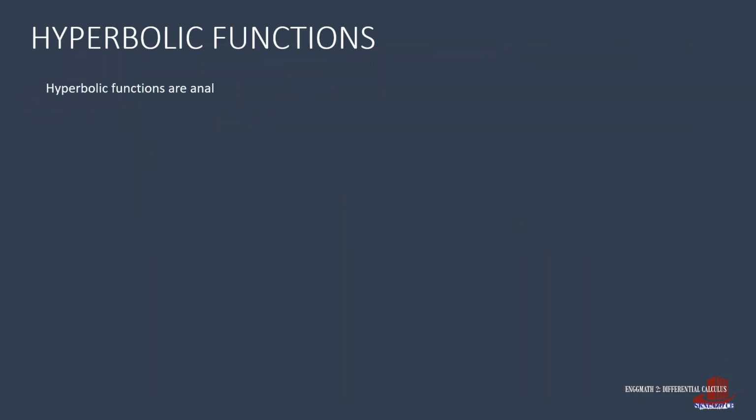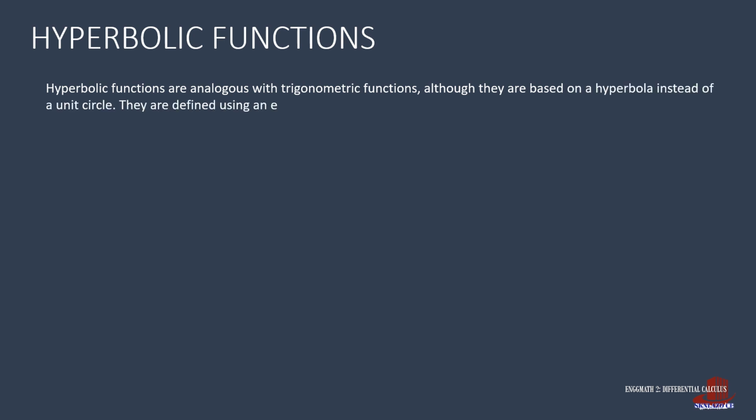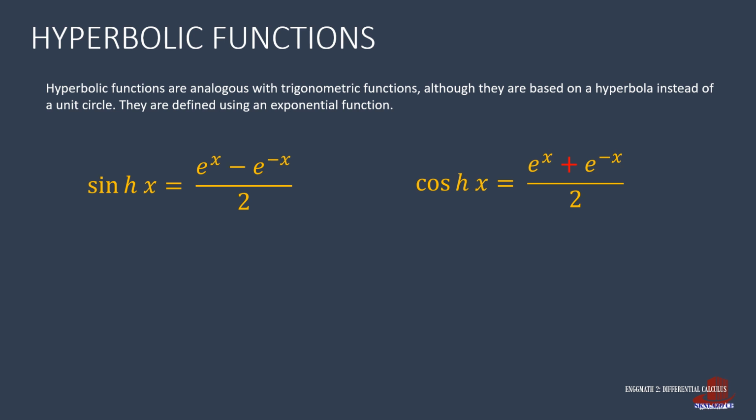What are hyperbolic functions? These are similar to trigonometric functions, although they are derived from a hyperbola instead of a circle. The two main functions are also defined with exponential equations. Hyperbolic sine is given as half of e raised to x minus e raised to negative x. E is Euler's number. Hyperbolic cosine looks very similar to the previous function, with just a different operator. Hyperbolic cosine is half of the summation of e raised to x and e raised to negative x.